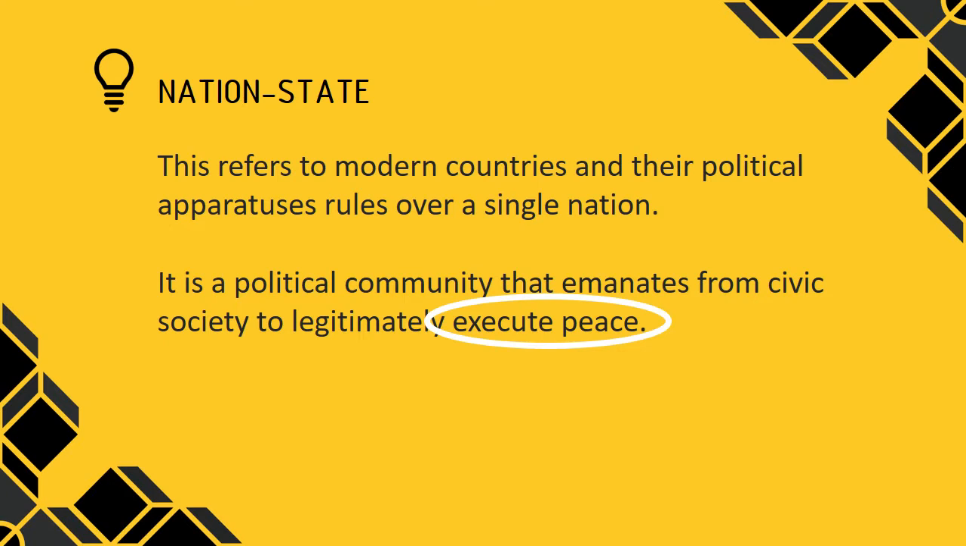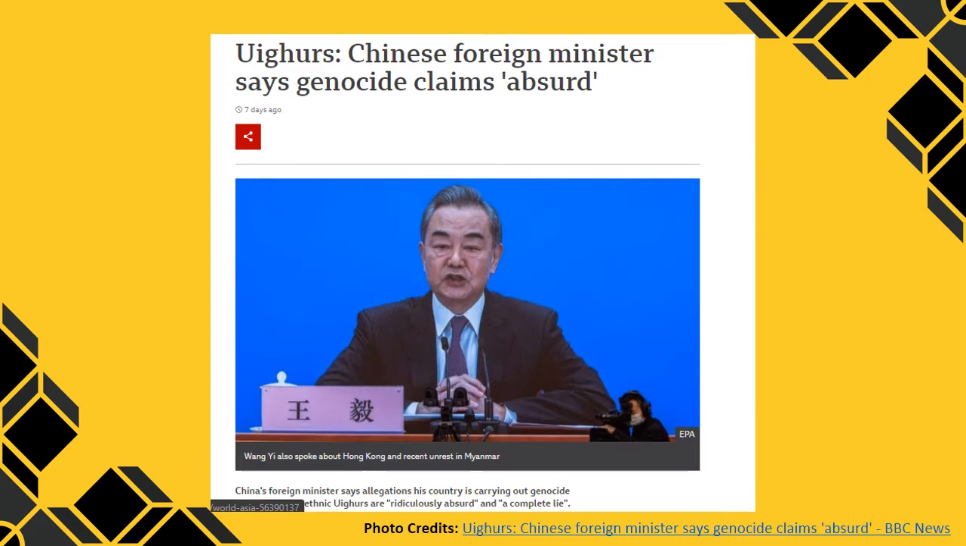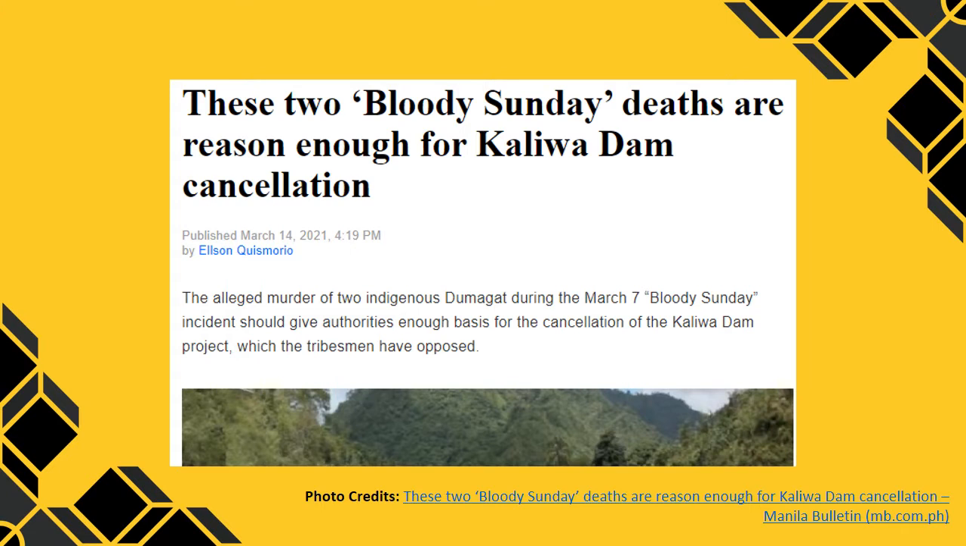That's why from a nation to a state, countries became more and more interested to achieve this political community to become a nation state. However, we know that nation states cannot perfectly execute peace and order in their respective territory. That's why we have news about the coup d'etat in Myanmar. In China, we also have issues on genocide. And in the Philippines, we also have our own versions of conflicts here.